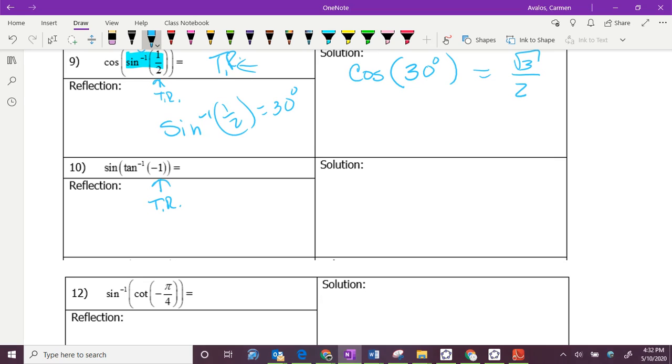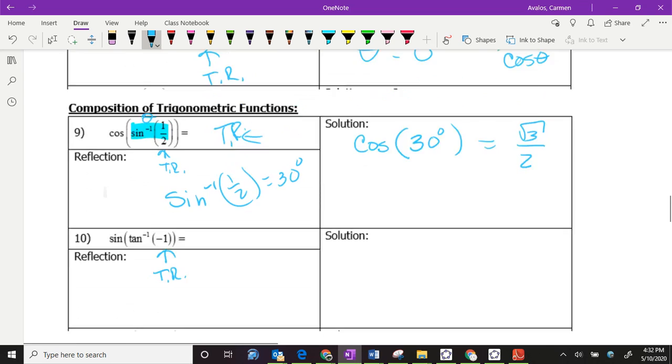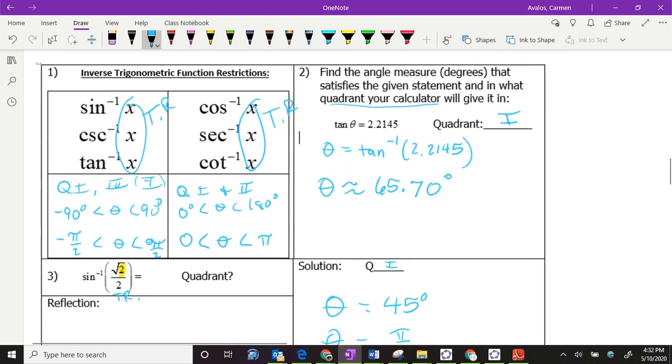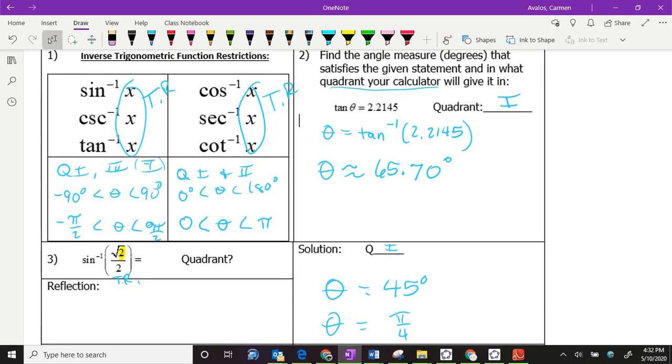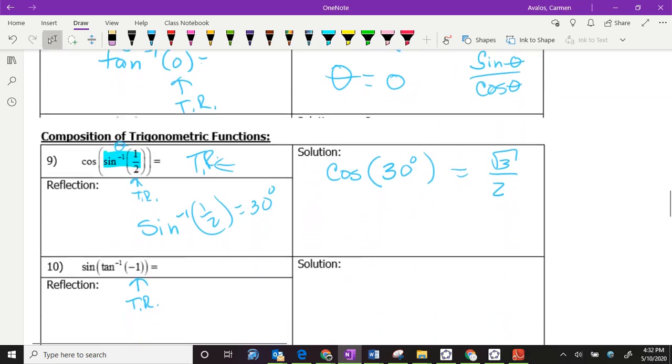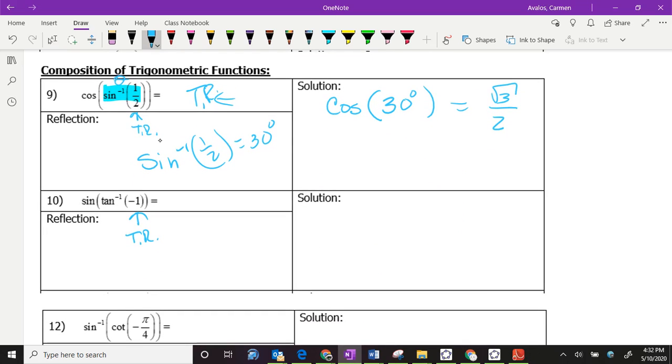But this one here is negative. So it is 45, but it's going to be negative 45 because tangent inverse is restricted to quadrants 1 and 4. And so we know that this one here is now going to be in quadrant 4. So I know it's falling right about here, negative 45 degrees, negative pi over 4.